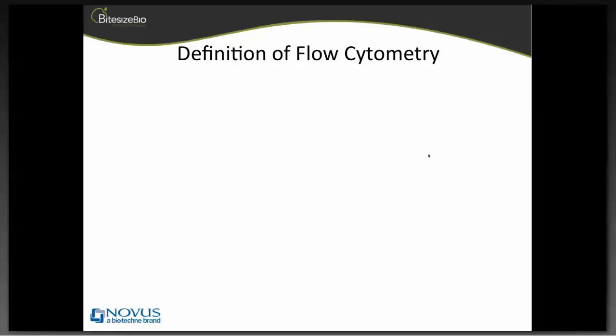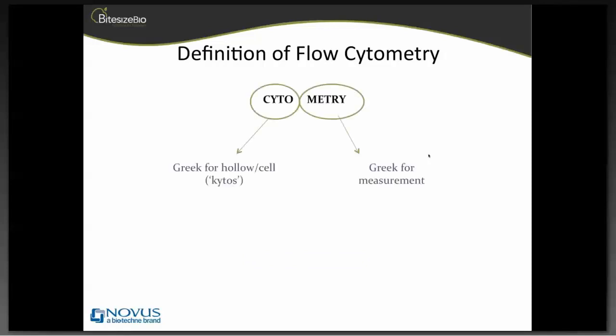Let's start with the definition of flow cytometry. It comes from the Greek. We're looking at flow, so that's cells that are actually flowing through a machine. The cyto is the cell, and the metry is the measurement, so it's a measurement of flowing cells.